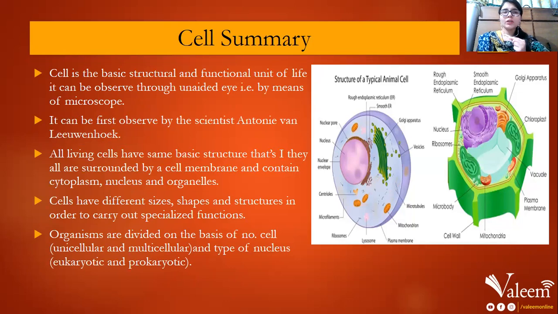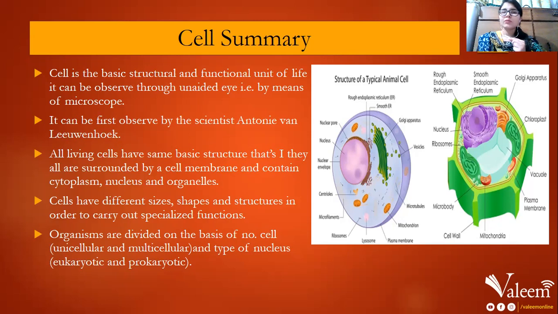Without a microscope, we are unable to observe the cell. A cell may be an animal cell or a plant cell. Cells are of a unicellular organism or a multicellular organism. It's up to you. It was first observed by scientists.